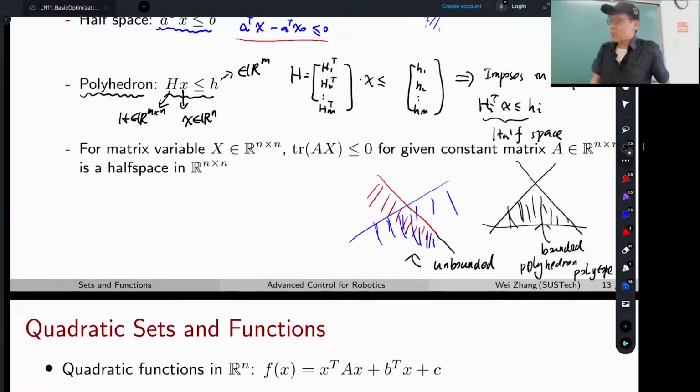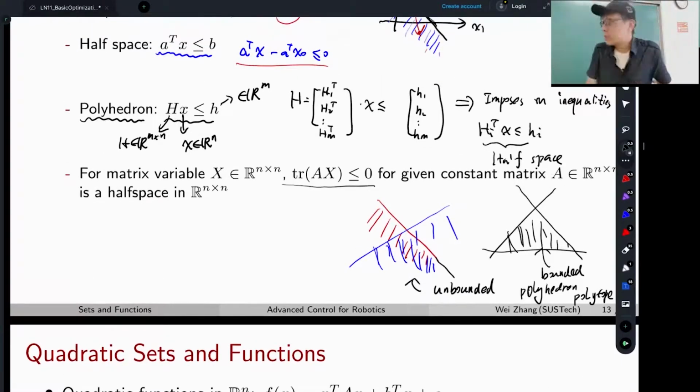Then I will ask everyone to think about the following sentence. For a matrix variable X, think about a space of X where each point in the space is an n by n matrix. I give you a matrix A. I say trace of AX less than or equal to 0. In your mind, that should be a half space in matrix space.